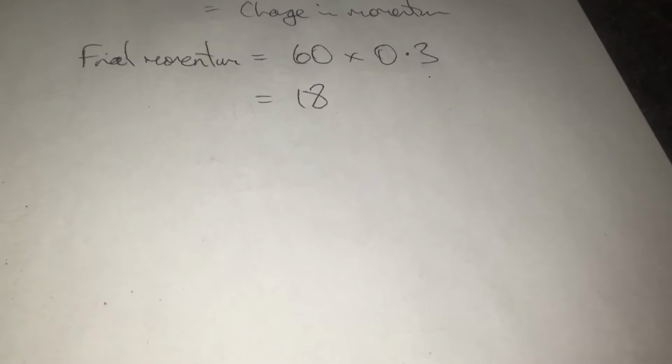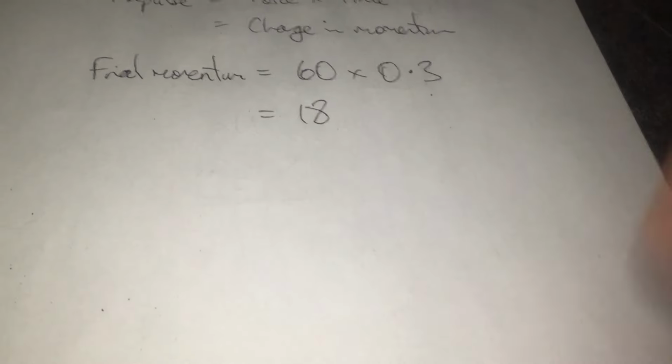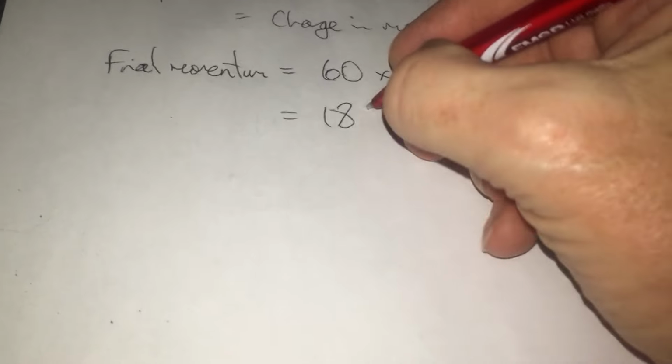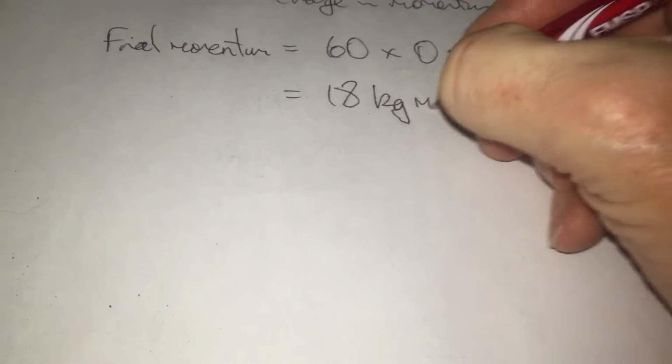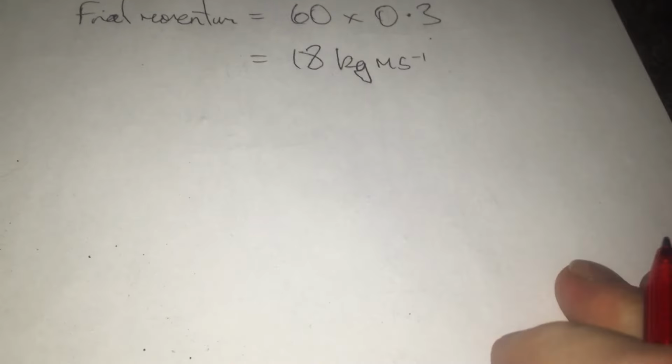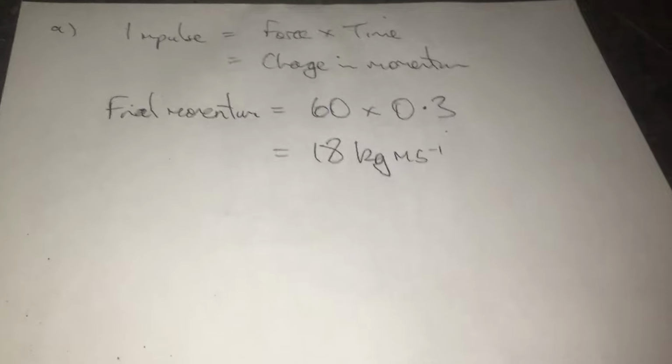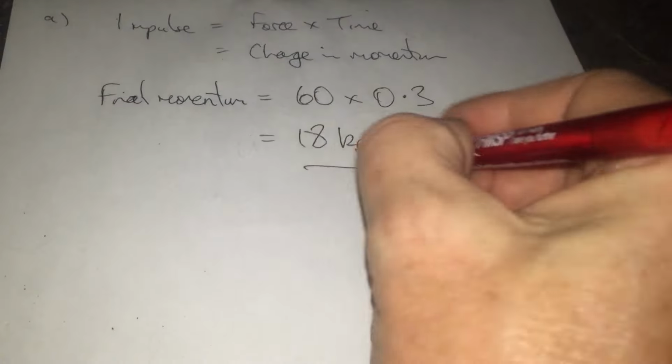Now obviously, this is newtons times seconds, so newton seconds, but momentum isn't measured in newton seconds, it's measured in kilograms meters per second. Okay, because momentum, another way to calculate it is mass times velocity. And that's exactly what we're going to do for part B.